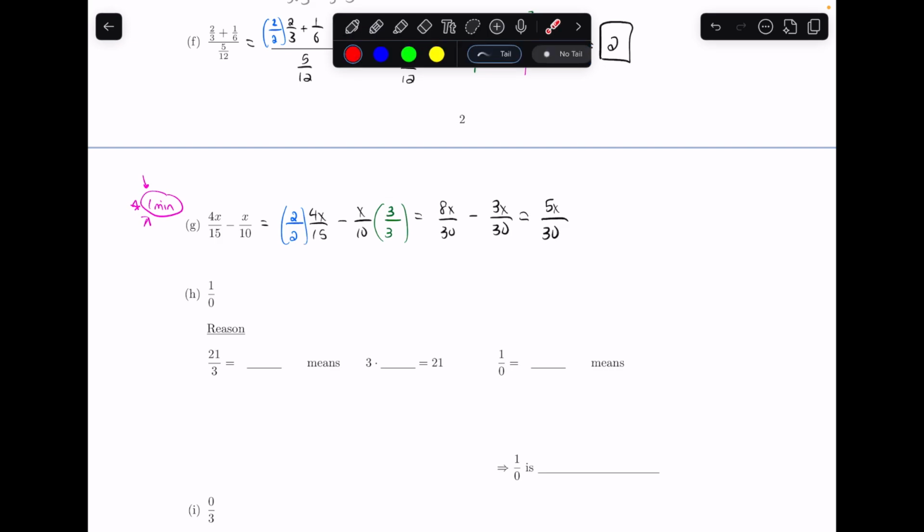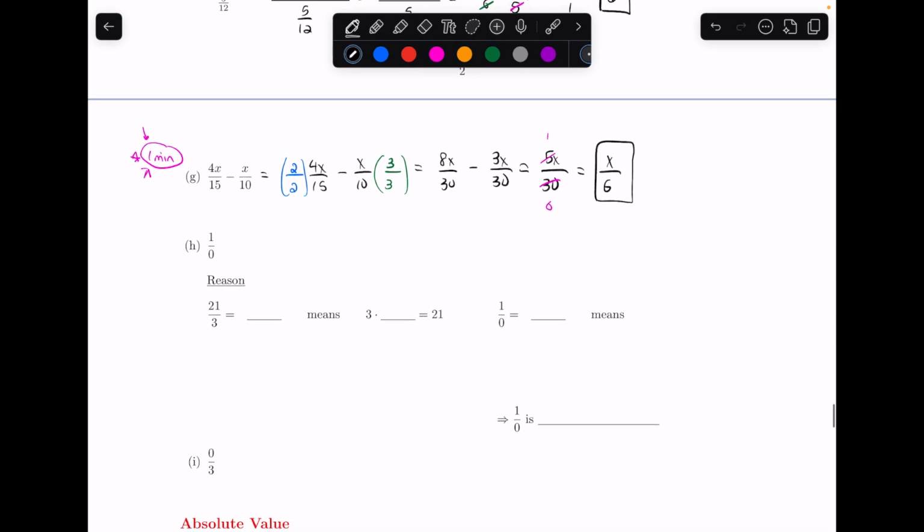So is there anything that can divide the top and the bottom? Well, I can divide both the 5 and the 30 by a 5. So that leaves me with a 1 up top, a 6 on the bottom. So 1x is just x, and then over 6, and there we have it. Okay, so let's end with some examples where we have zeros in them.